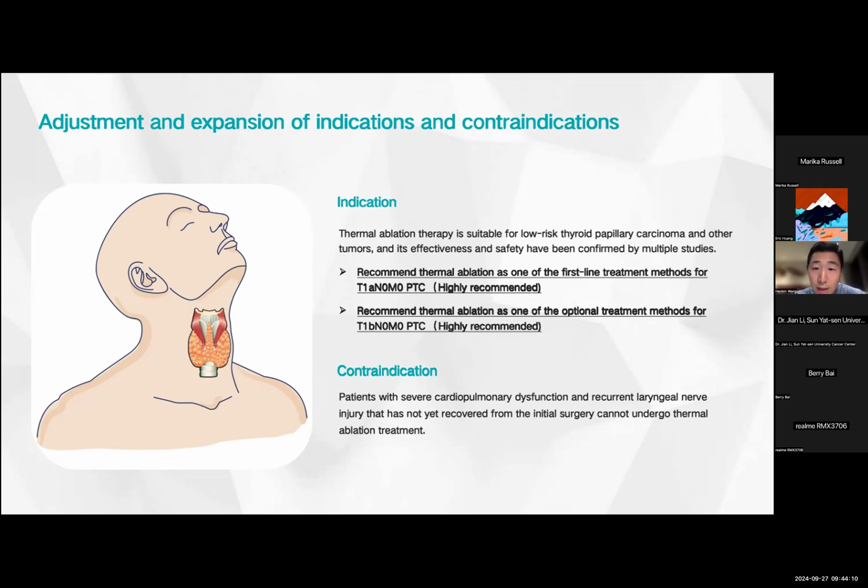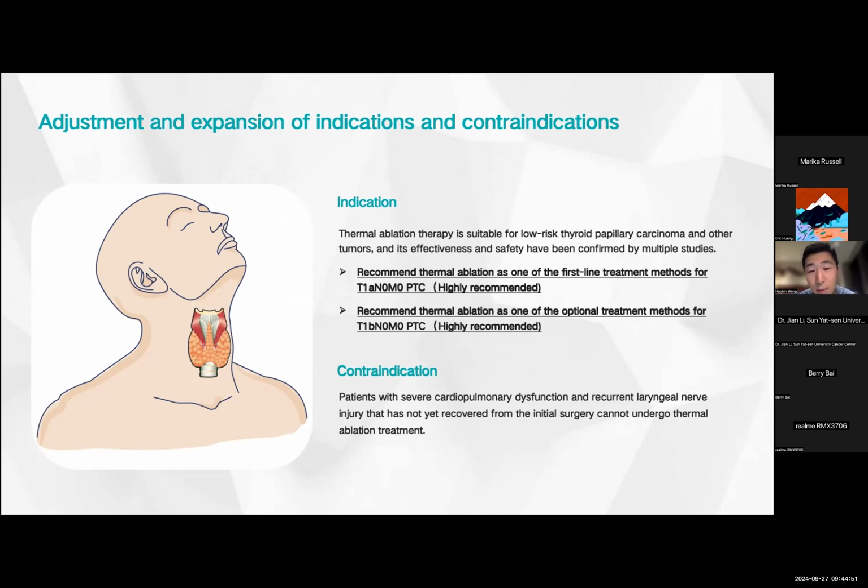It means that for a tumor between 0 and 10 millimeters, thermal ablation can be recommended as the first-line treatment. But for T1b N0M0 PTC, it is recommended to consider thermal ablation as one of the optional treatment methods. This point is also highly recommended.